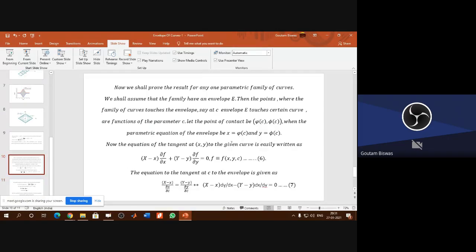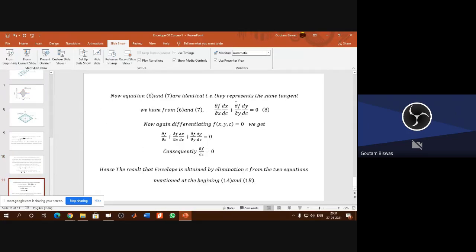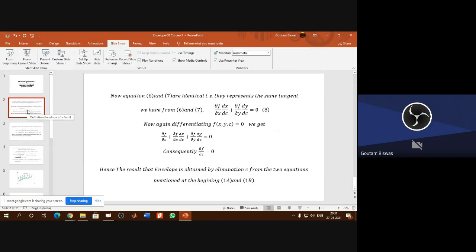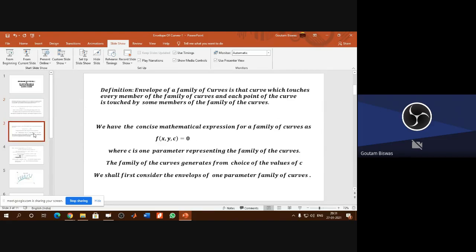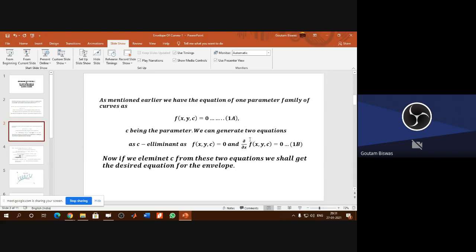What we did here, we get the tangent, and the two equations of the tangent are identical. So we got this equation 0, and from this equation we have derived these equations. In the beginning, what was our claim? Our claim was that by eliminating c between these two equations, we get the equation of the touching point, x is equal to g(c) and y is equal to h(c). So the touching point is in terms of c.